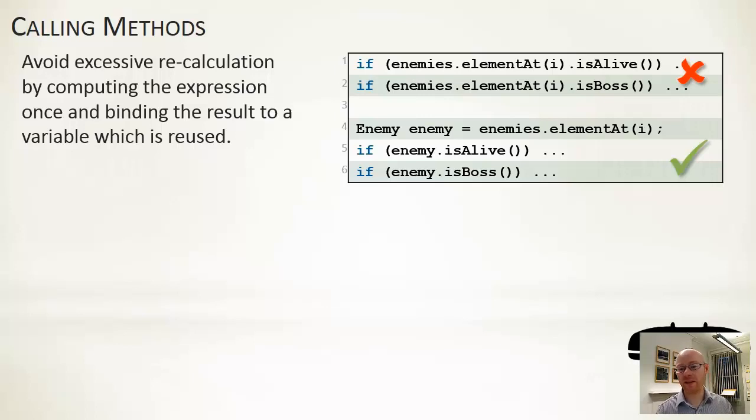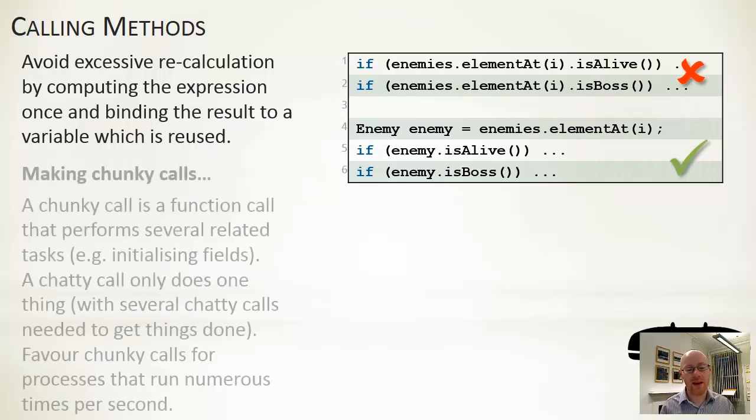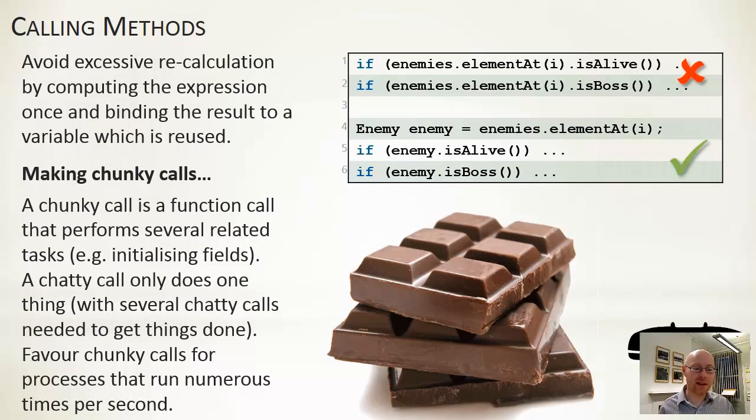Related to methods is the notion of chatty or chunky method calls. A chunky call is a method call where, when we call it, it does several different things, whereas a chatty call is one where we call it to do only a little bit, and then have to call another method to do another little bit, and another method to do another little bit. And generally, for processes that run multiple times per second, these tend to be update and draw, we want to avoid chatty methods and combine things into a chunky call. So we call it once and it does several things as part of that single call. It makes it a little bit more efficient.